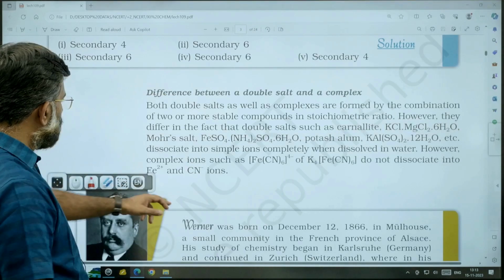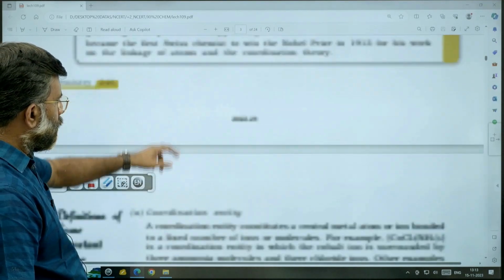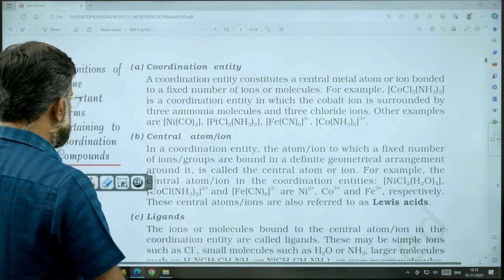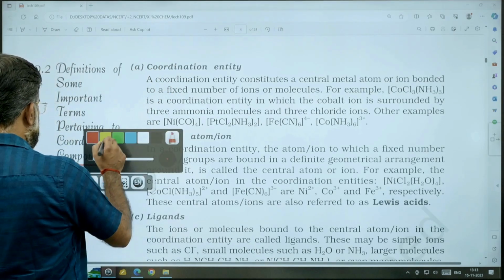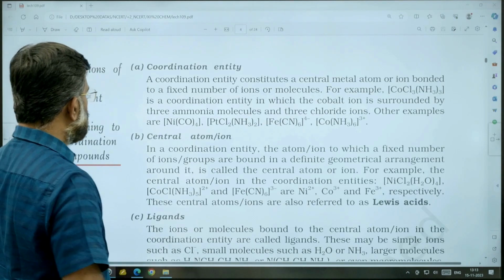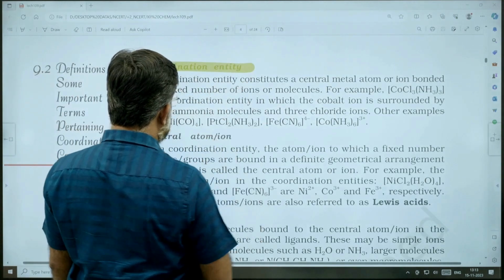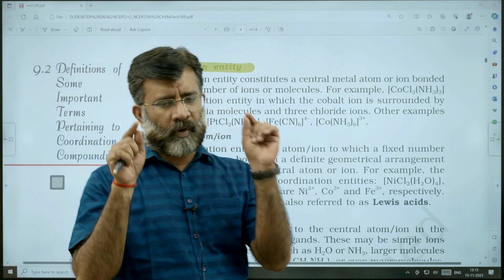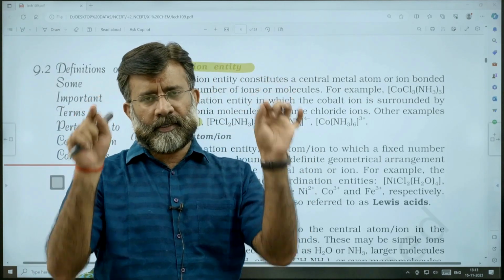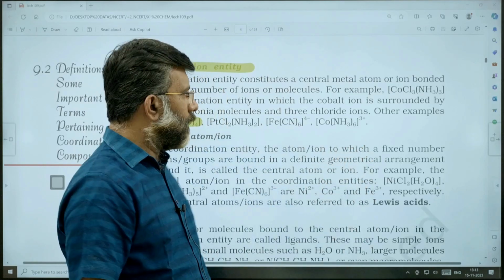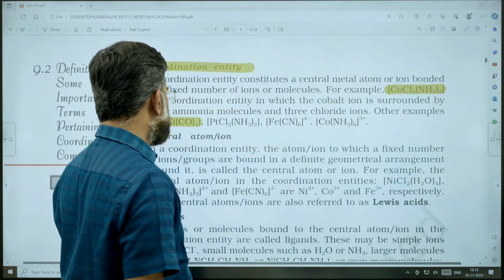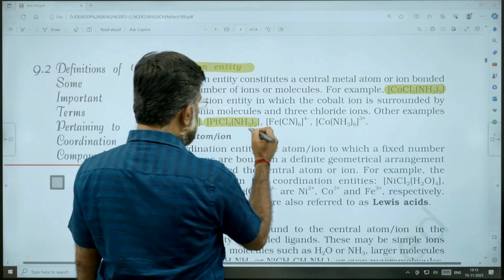So that is an introduction about coordination compounds, and now there are some terminologies related to coordination compounds. Some important terminology: coordination entity. This is called a coordination entity, that is put in square brackets. Something written in square brackets is called a coordination entity. This is a coordination entity. This is a coordination entity.